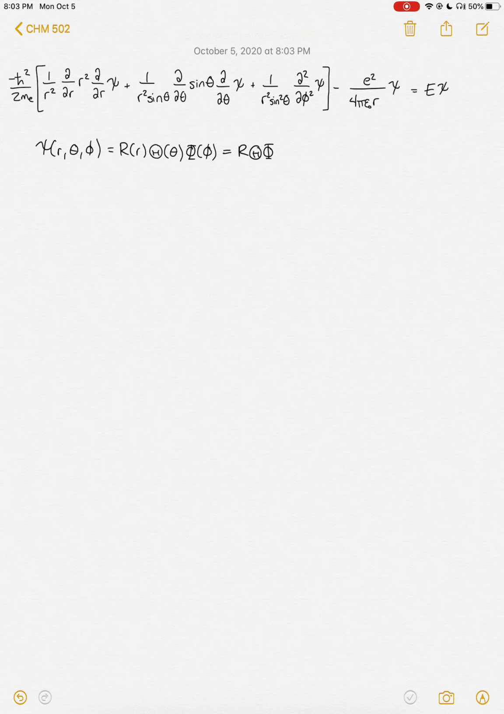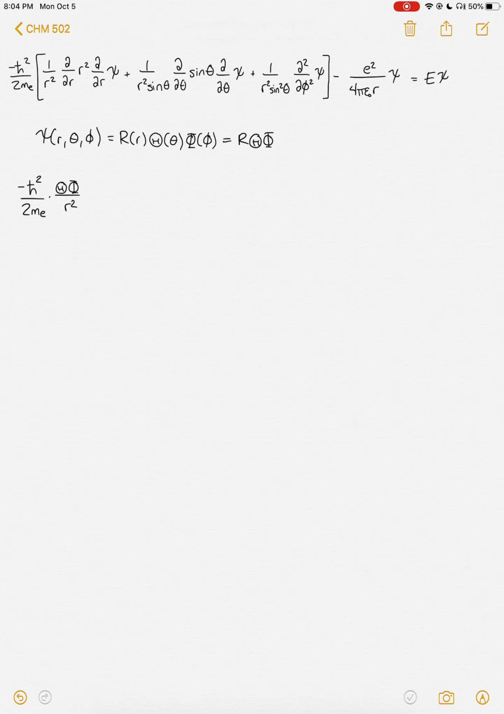I'm going to take that and put it into the equation and do a little bit of rearranging that might look strange, but will make sense after I have done it. So I'm going to write out negative h bar squared over 2 times the mass of the electron. And then I'm going to multiply this by our function of theta and phi over r squared. I'm doing this because when I take the derivative of our function with respect to r, the two functions of theta and phi are treated as constants and are pulled right out of the derivative. So now we multiply by the derivative with respect to r of r squared times the derivative with respect to r of our function R.